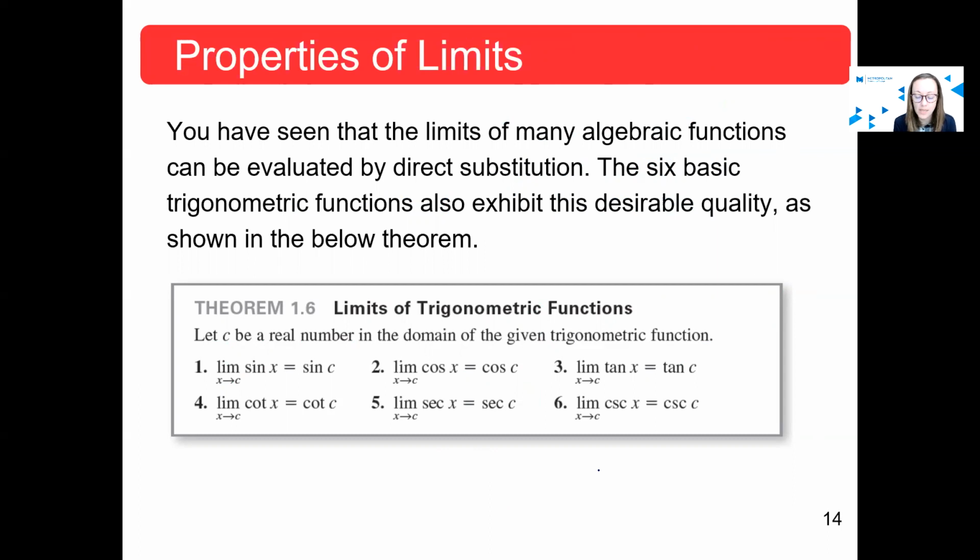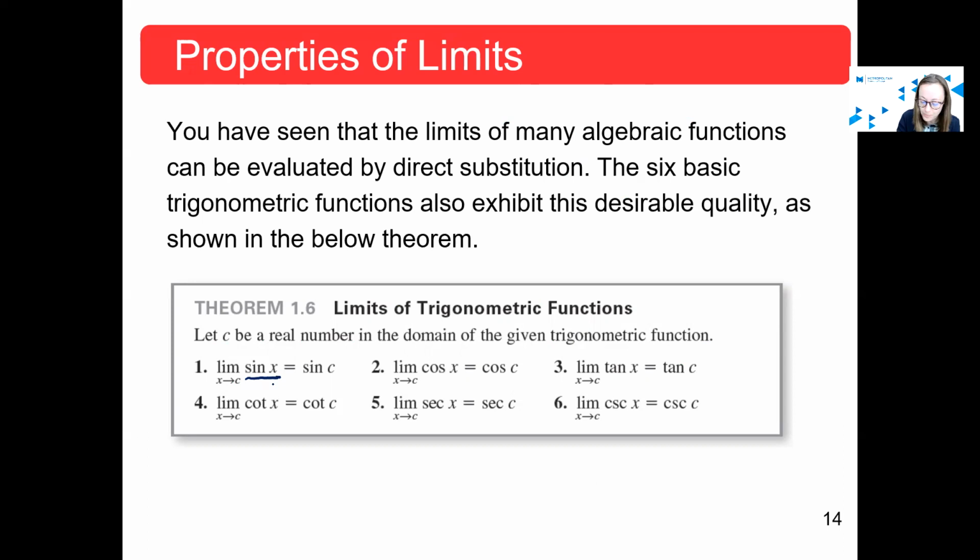So we've seen the limit of many algebraic functions can be evaluated by direct substitution, and the 6 basic trigonometric functions also exhibit this desirable quality. So that's really nice if we're dealing with the limit of sine of x. As long as c is in the domain of each of these functions, direct substitution is possible. And so functions like sine of x, of course, the domain spans all reals.